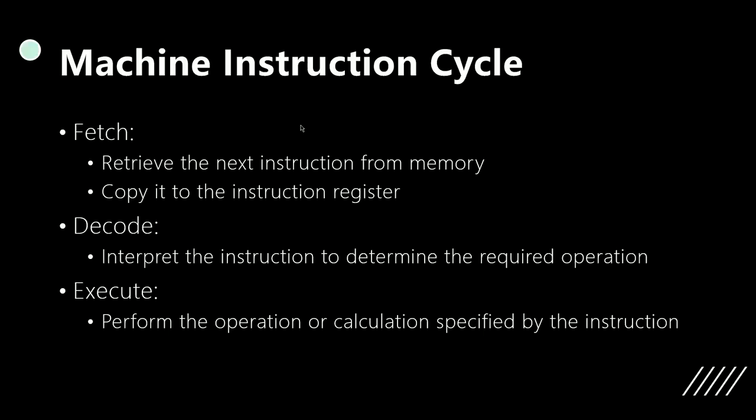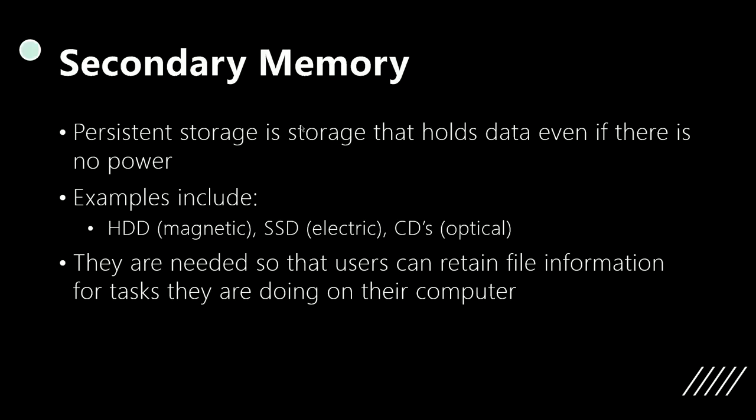So the instruction cycle includes three things, which is fetch, decode, and execute. During the fetching cycle, the CPU will retrieve the next instruction from memory and copy it into the instruction register. Then decoding, you interpret the instruction to determine the required operation, and then executing is performing the operation or calculation specified by the instruction.